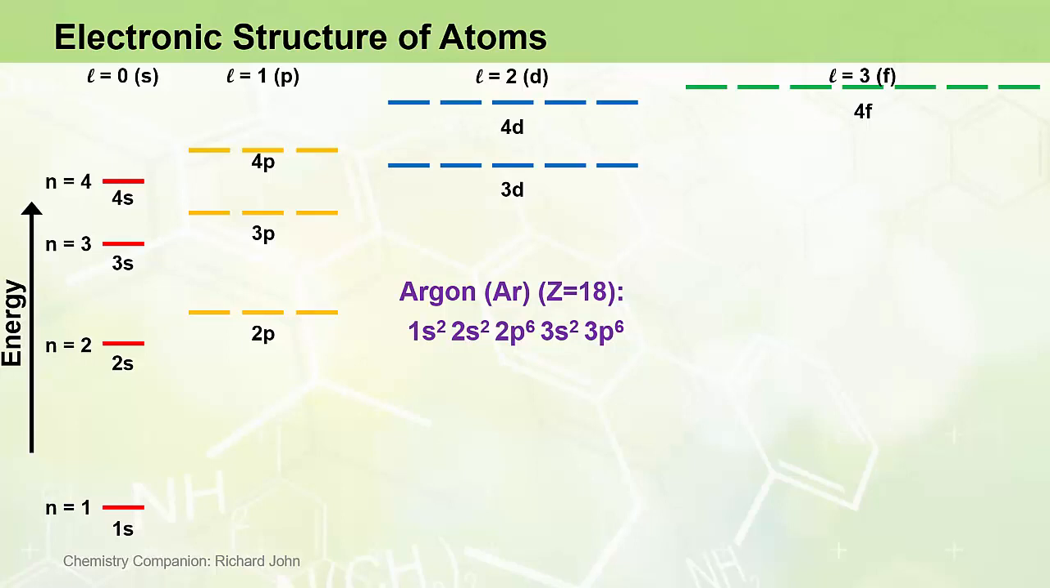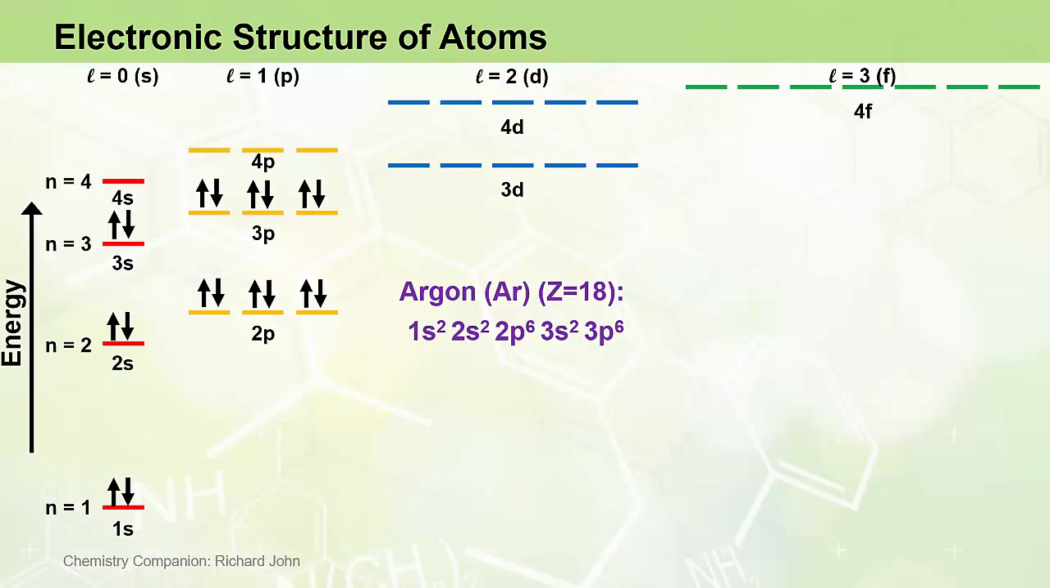And we can see the order of filling electrons for the argon atom, starting with the 2 electrons in the 1s subshell, followed by 2 electrons in the 2s subshell, then 6 electrons in the 2p subshell, which fills the entire n equals 2 shell. Then we progress to the 3s subshell, where we place a further 2 electrons, and finally the 3p subshell, where we place the final 6 electrons.